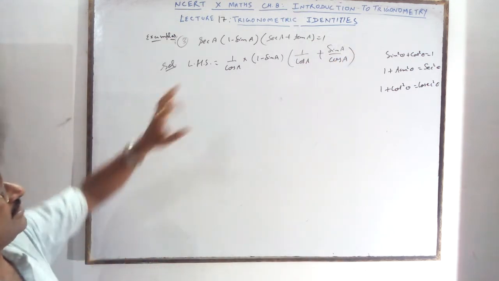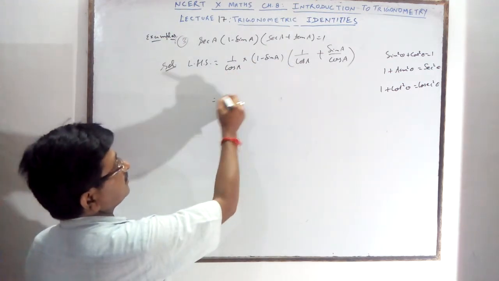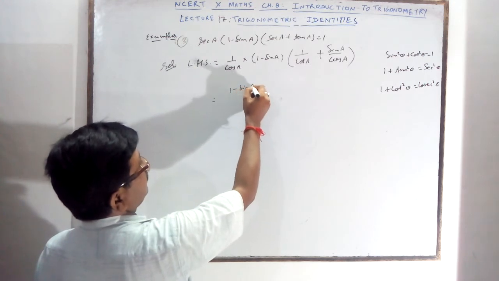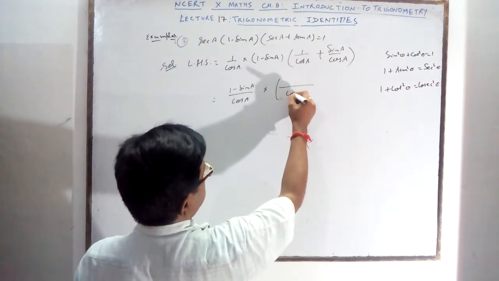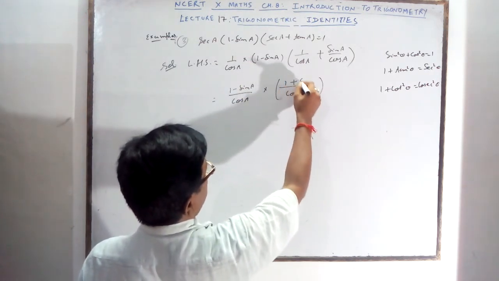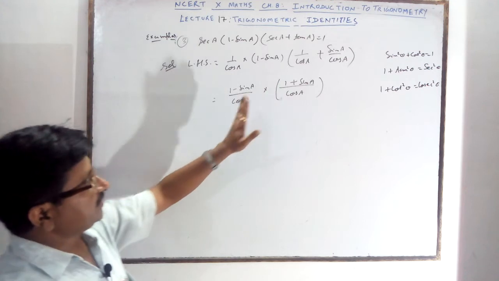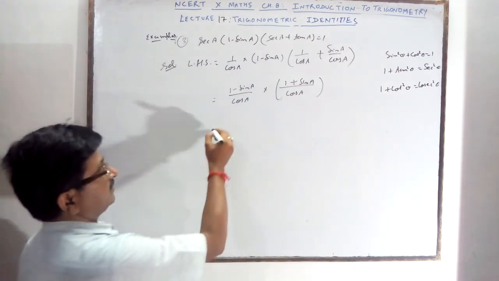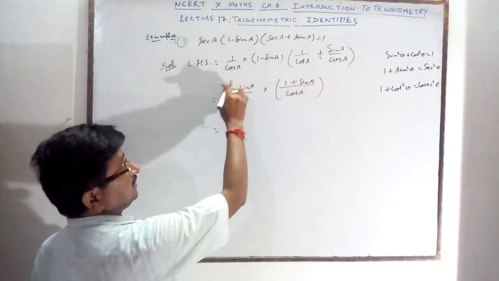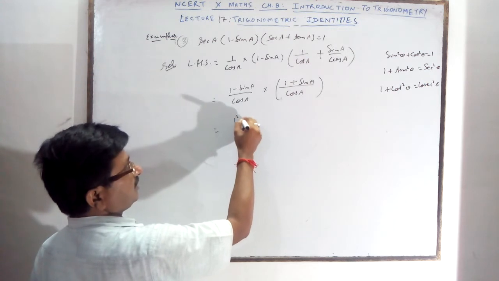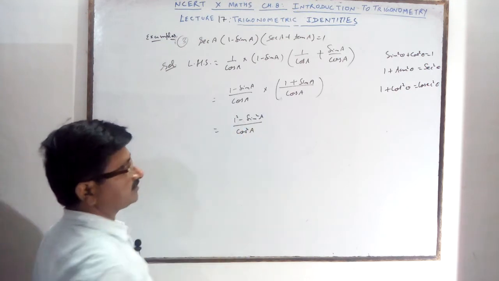LHS I am writing, sec and tan I am changing in the basic identity sine cos. Here you are getting 1 minus sine A upon cos A multiplied by, in the bracket, cos A as LCM, and you will get here 1 plus sine A. Now numerator multiply by numerator, denominator multiply by denominator. 1 plus sine A into 1 minus sine A, by the identity A plus B, A minus B, gives you A square minus B square, upon cos square A.